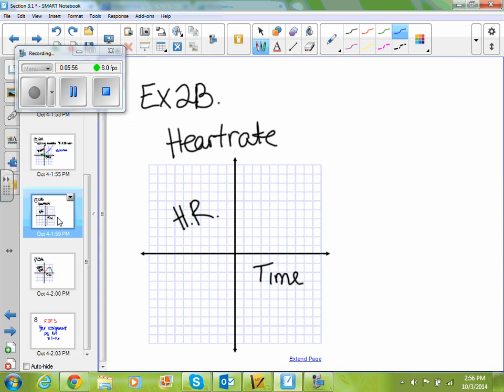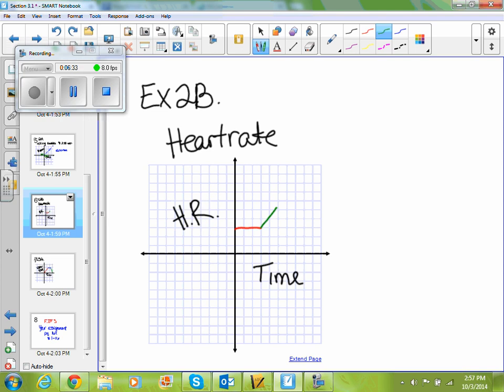Heart rate. Okay, so we're looking at Angelique's heart rate as she's walking on a treadmill. It says while she's walking, her heart rate remains the same. So what type of line are we going to have? A constant line, okay? And it's going to be somewhere up here because if it was at 0, she'd be dead. Okay, so we've got a constant line. Then it says, as she increases her pace, her heart rate rises at a steady rate. So my line is going to be rising, going up.